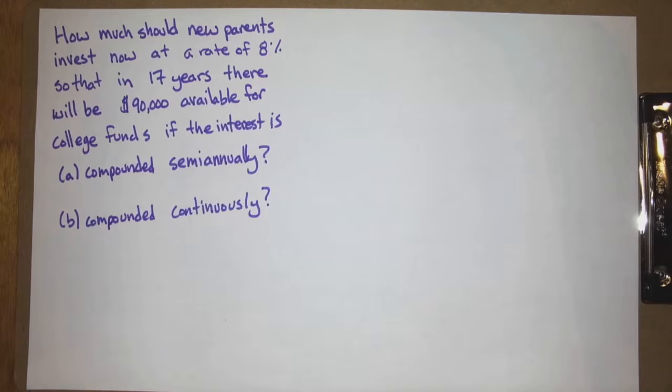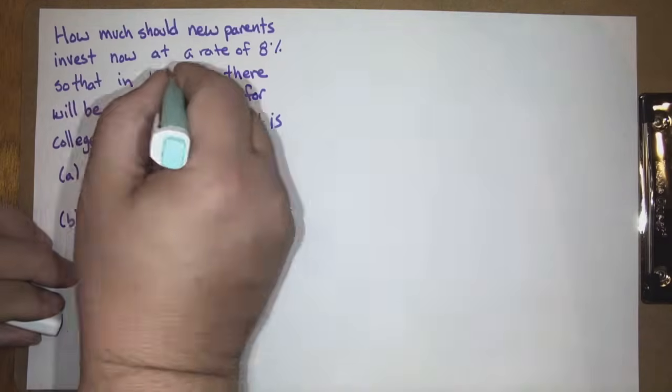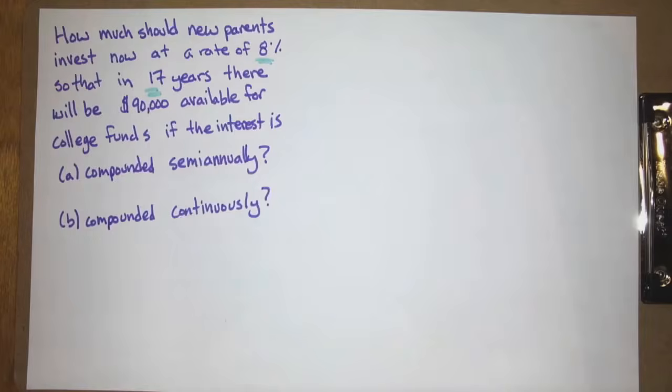All right, so these are responsible parents. They said, all right, college is going to be expensive. We want to make sure there's money to pay for it. Now the good news is 17 years, that's going to help a lot. And even the 8%, that's going to help a lot too. So that's good. So let's start.